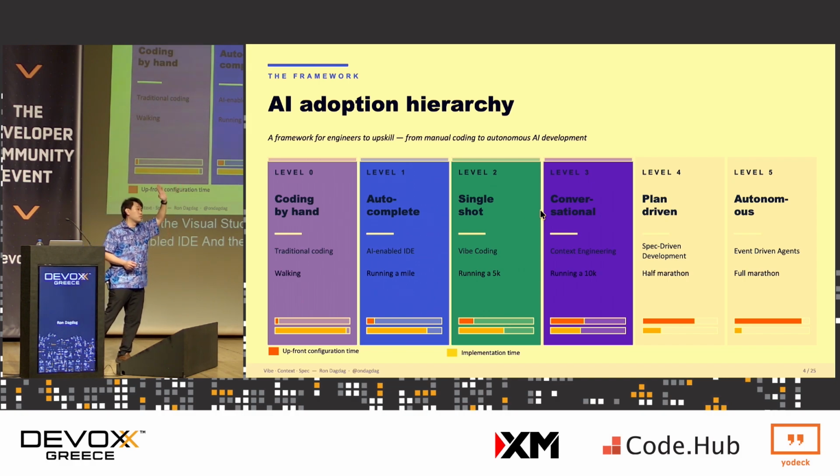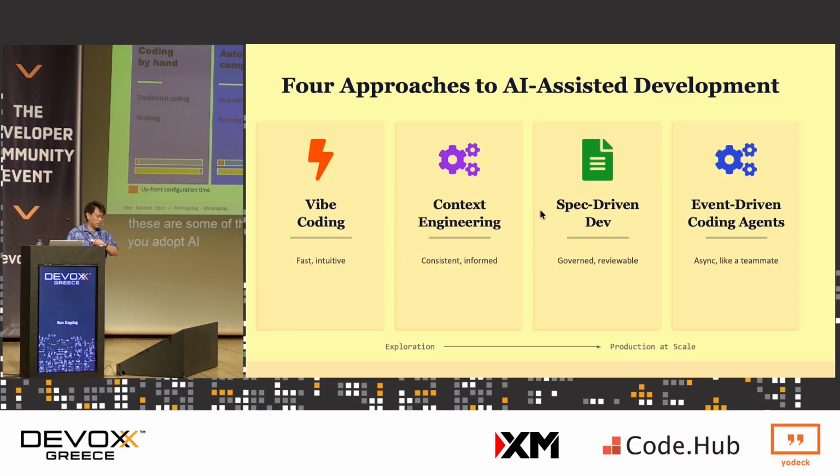Has anyone used vibe coding before? A little bit, so about half the room. And then there's level 3, which is conversational, which is what we're going to be talking about a little bit today, which is context engineering. And then level 4 is plan-driven, which is spec-driven development, and then autonomous. So these are some of the adoption levels as you go through your AI coding journey and how you adopt AI in your everyday work.